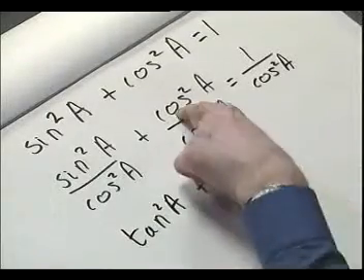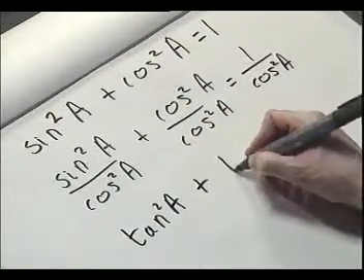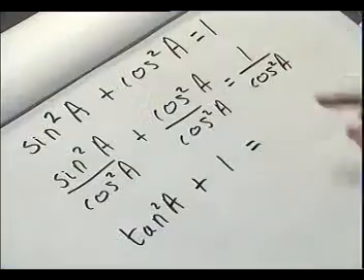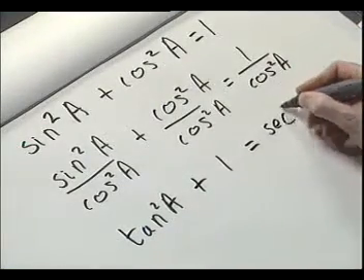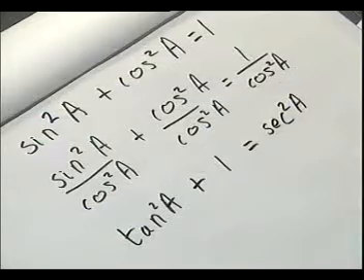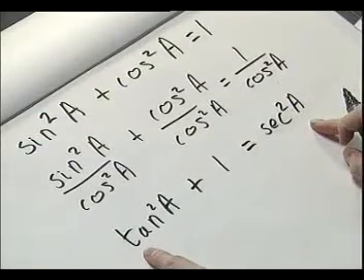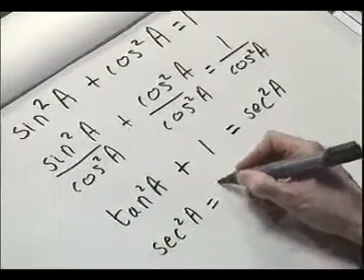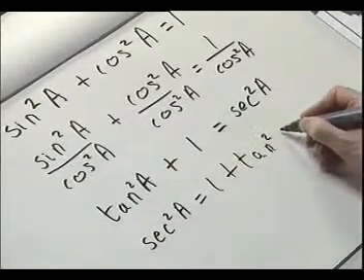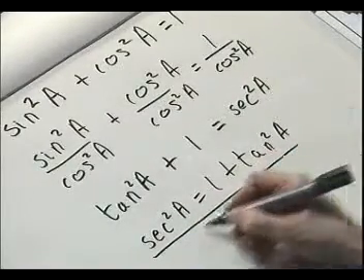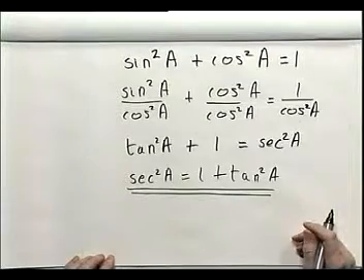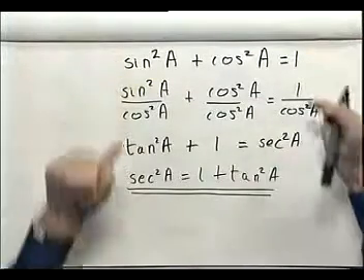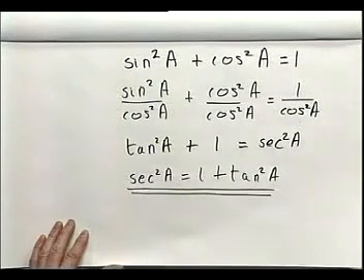Plus, cos squared divided by cos squared is just 1. Now, 1 over cos is sec, and so we can rewrite this as sec squared A. And so we have another identity. Normally, we would write this as sec squared A is 1 plus tan squared A. So there's our second basic fundamental identity that's derived directly from sine squared plus cos squared is 1.